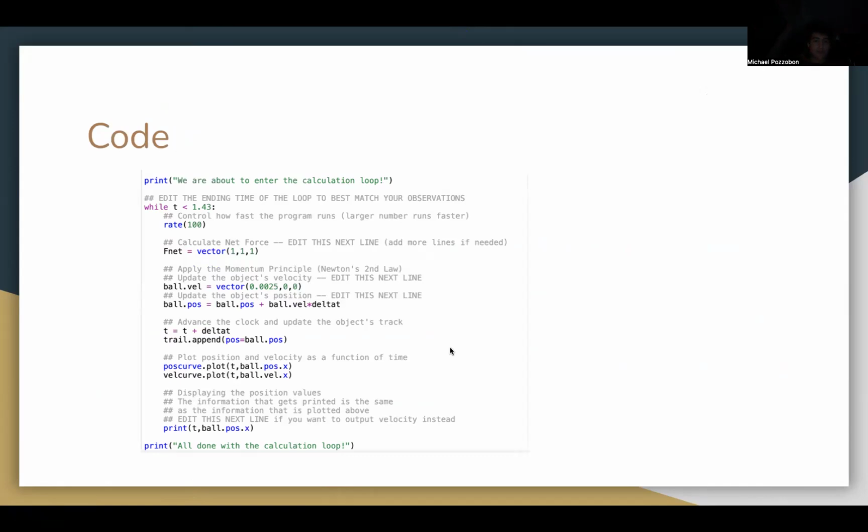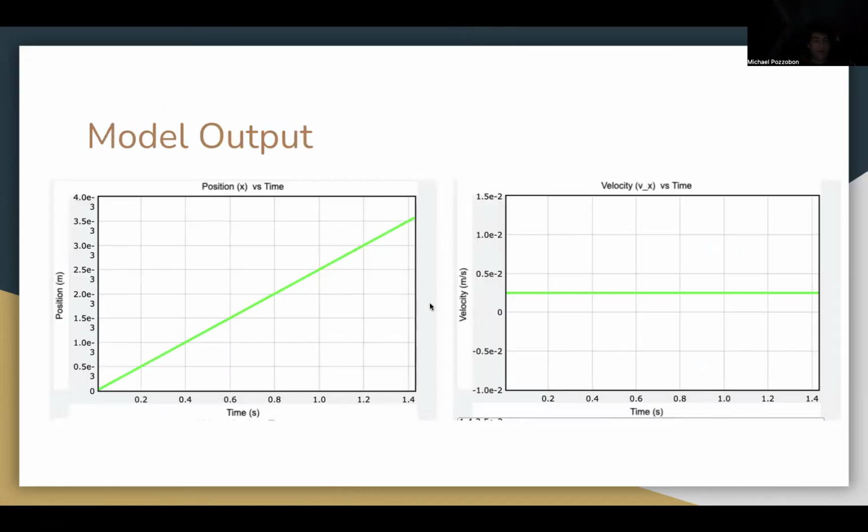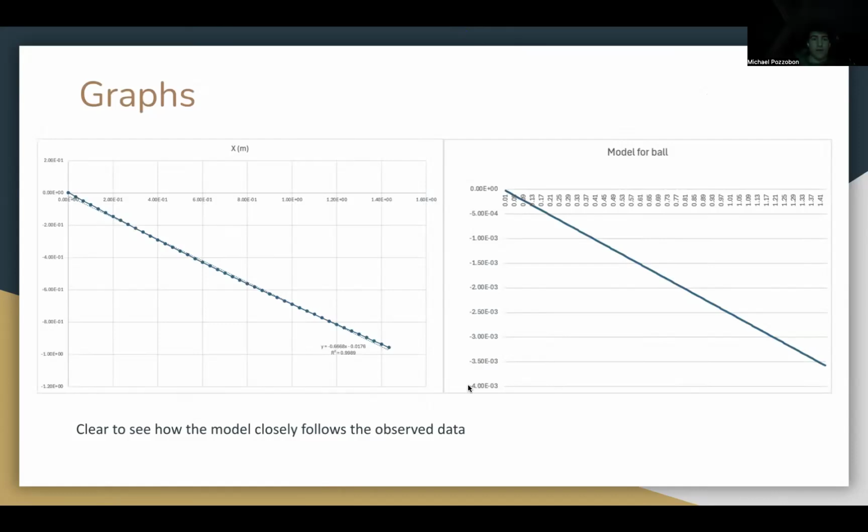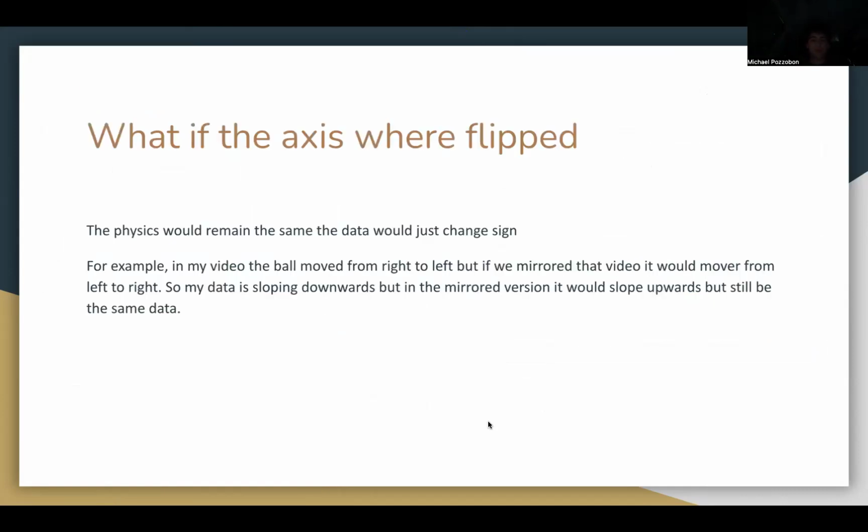Here's the code that we used, and our model's output was here. As you can see, velocity remains constant as position continues to get higher and higher. There are two graphs. Our model for the ball is just a perfectly straight line, and our experimental data was almost perfectly straight with an R value of 0.9989, which is very close to perfect linearity, and we'll explain why some of it could be off.